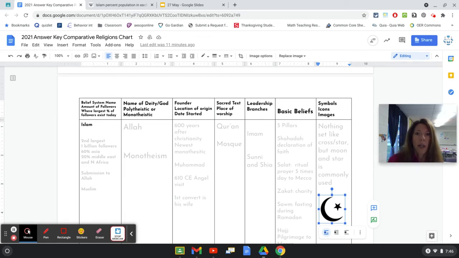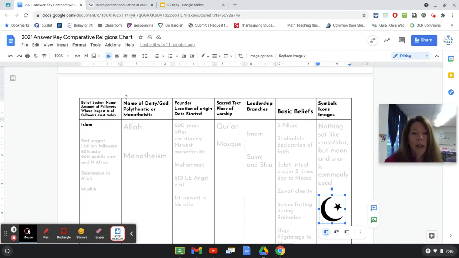By this time, we are on our third monotheistic religion. We've talked about Judaism, Christianity, and now Islam. And so you're starting to see some patterns and similarities. Of course, there are differences, because then they wouldn't be different religions. That we can count on. But what is interesting is the similarities between these religions.